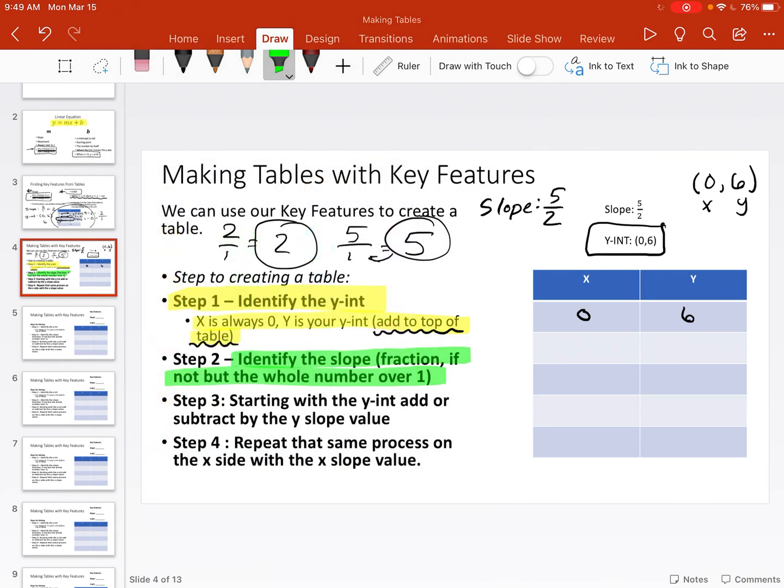Our next step, step 3, says starting with the y-intercept, add and subtract by the y-slope value. So we're going to start with our y-intercept, which was 0, 6, and we're going to add or subtract by the y-slope value. Remember, when we write slope, it's always y over x, which correlates to our value. So in this case, our y value is going to be 5. And since it's a positive 5, we're going to add 5 to our table. So 6 plus 5 would be 11. And we're going to continue adding 5 all the way down our table.